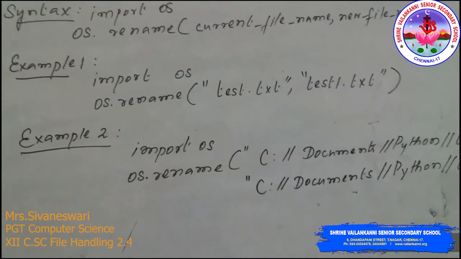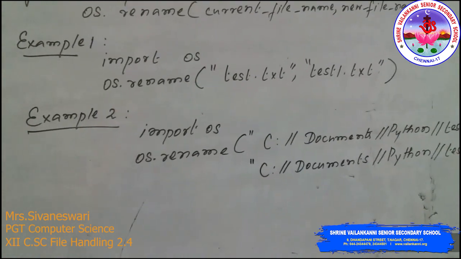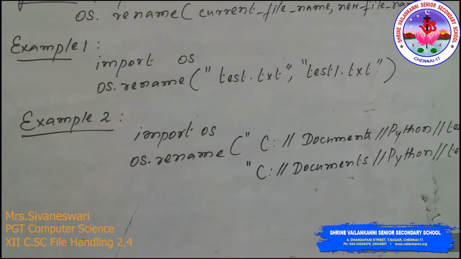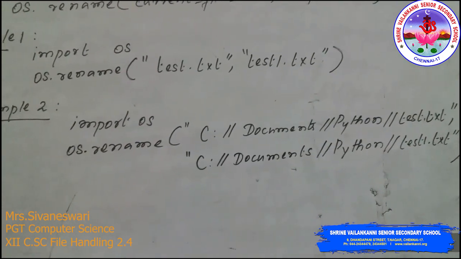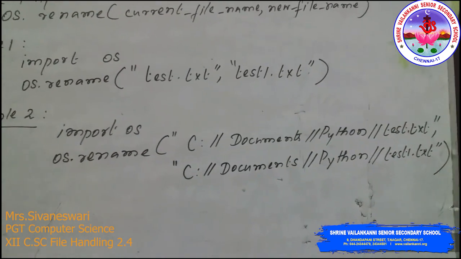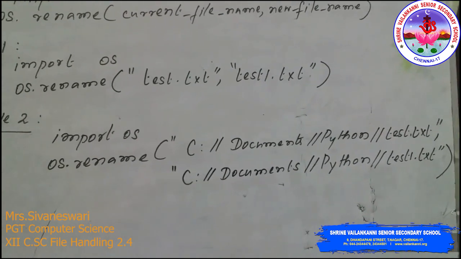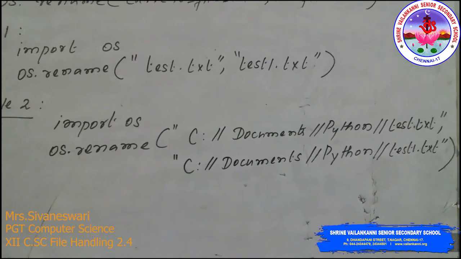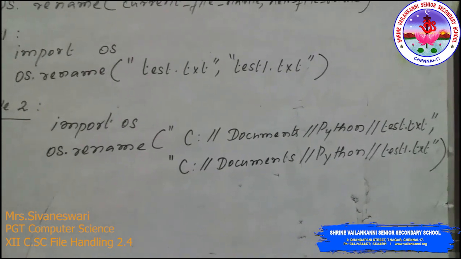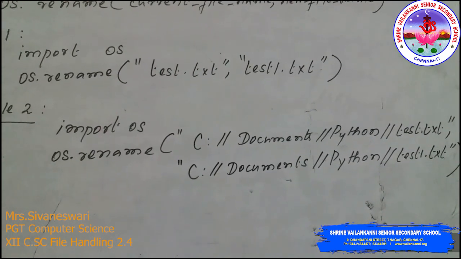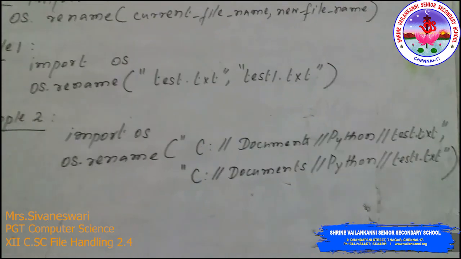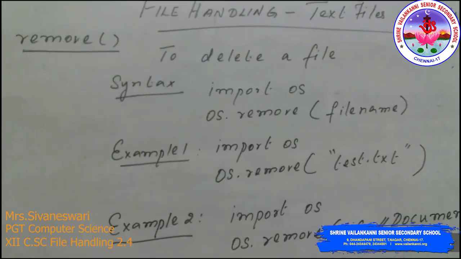So if we want to specify the path, then we go with example 2. Import os, os.rename(documents, as usual, the path of the file, current file, and the new file name where it should reside. So we are giving the same path for both the current file and the new file.